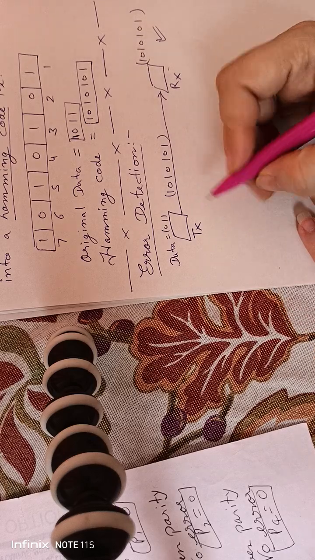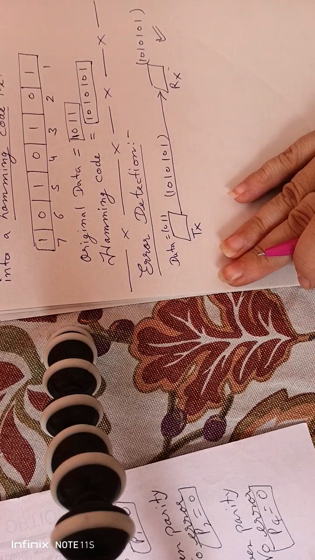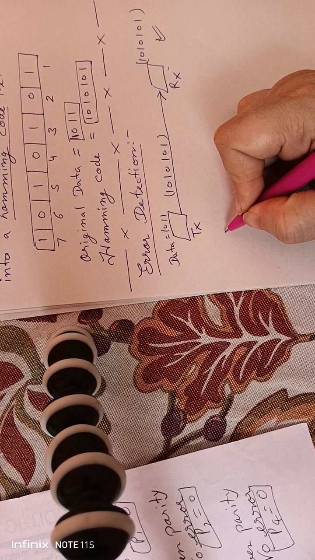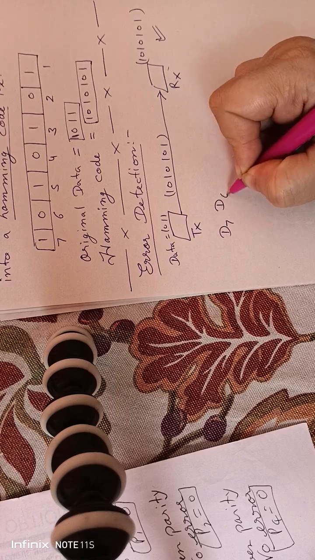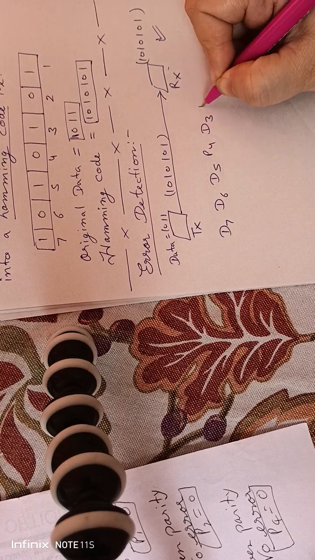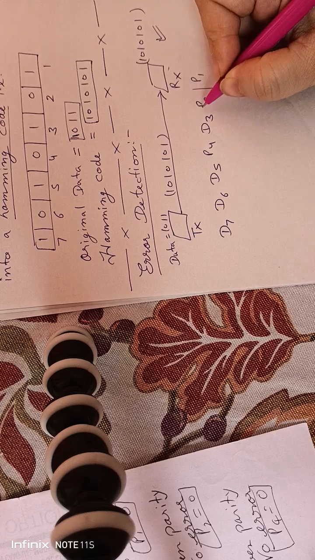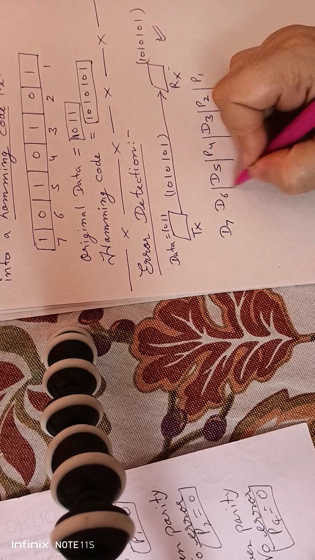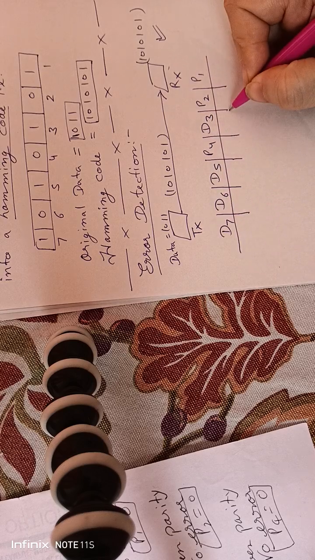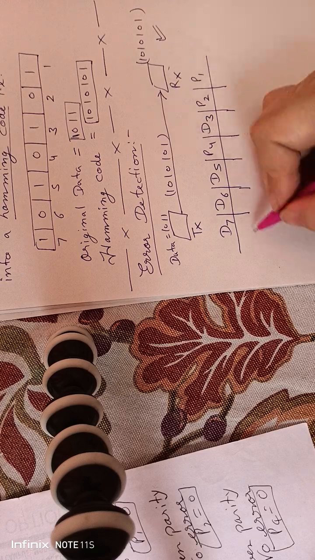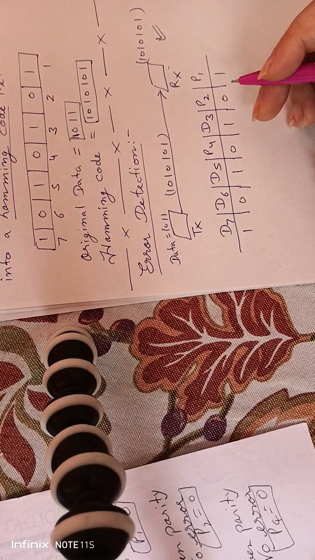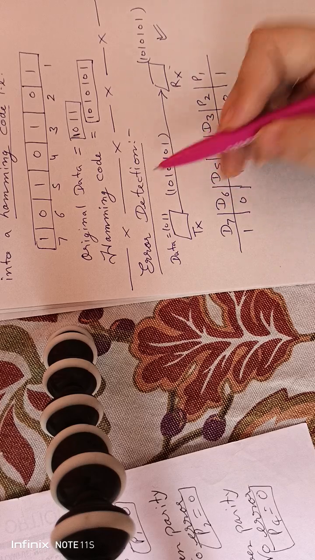So what we will do, we will simply separate out this data like this: D7, D6, D5, P4, D3, P2 and P1. So what I'm going to do, I'm just separating out all data content for my ease, because we are dealing with bits. So there are chances that we may get confused. Okay, so now we are going to detect error.